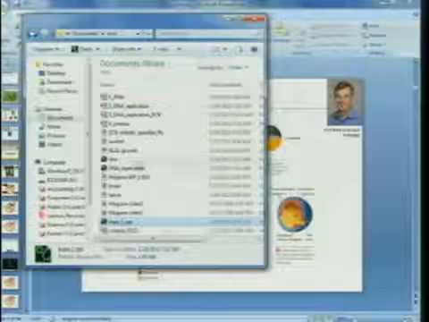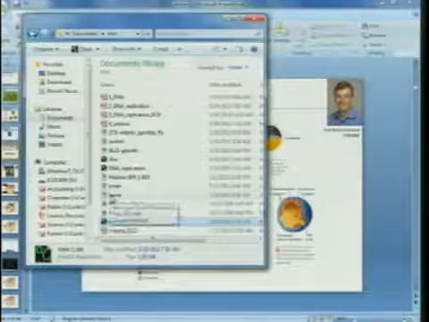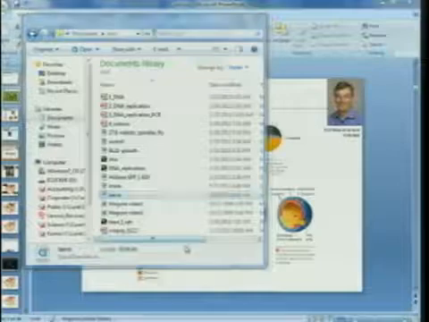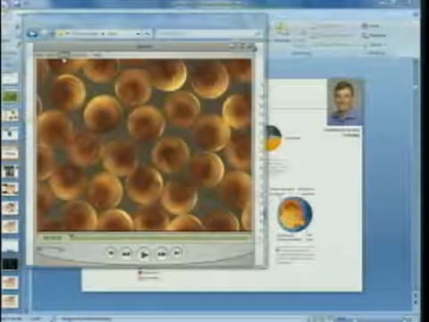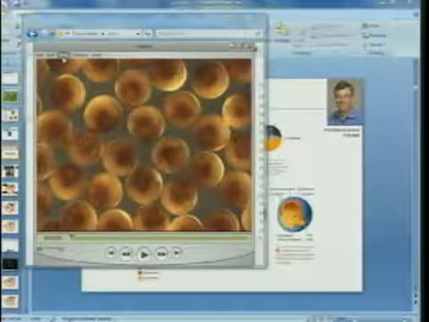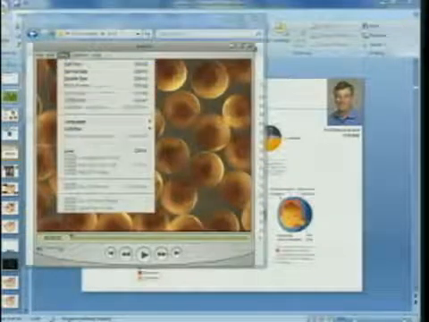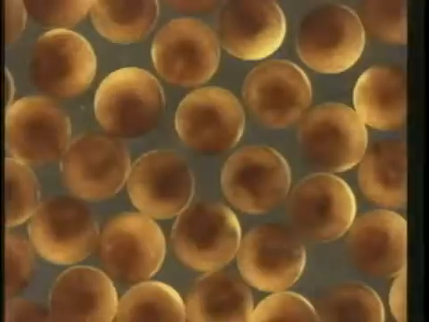So here you go, folks. Early division in Xenopus laevis. Okay. These are all one-cell embryos. They're going to start going through mitosis.